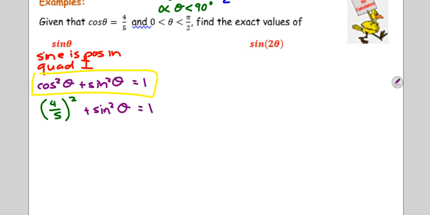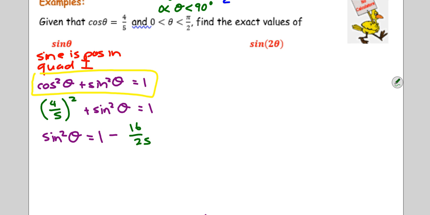So now you might just want to write sine squared theta equals 1 minus cos squared theta. Start rearranging. Cos theta is 4/5, but don't forget it's cos squared theta, so don't forget to square it. Then we solve for sine squared theta, so sine theta eventually. Sine squared theta is 1 minus 4/5 squared. What's 4/5 squared? It's 16/25, good.